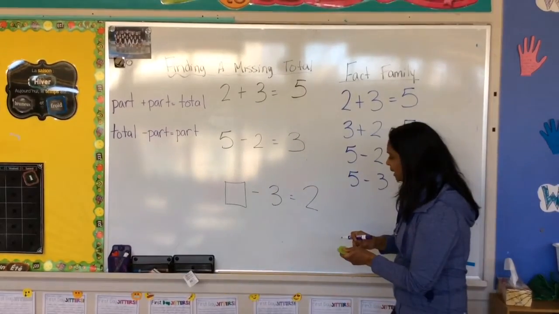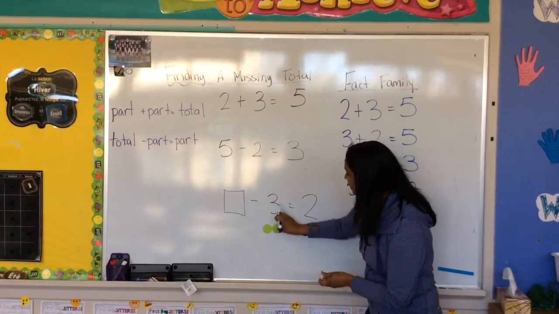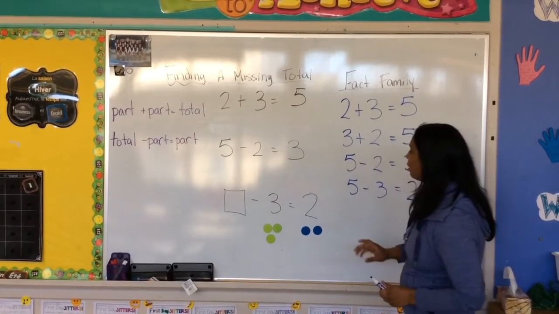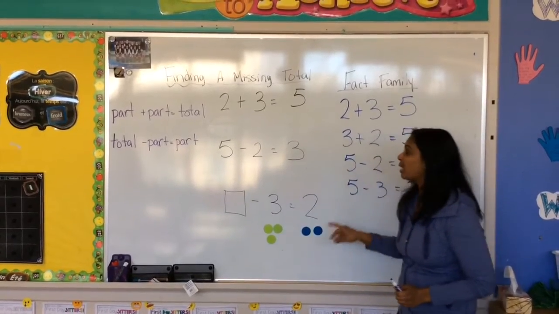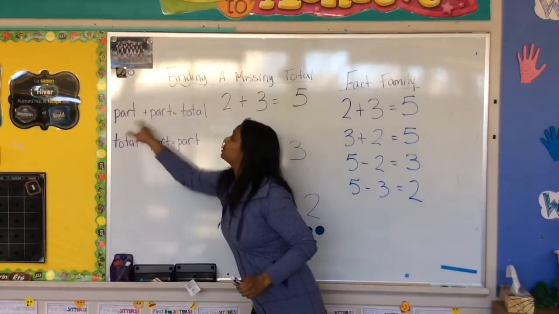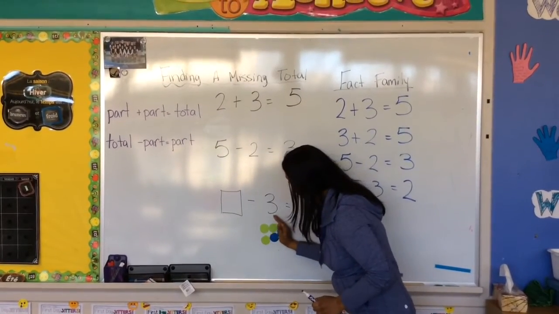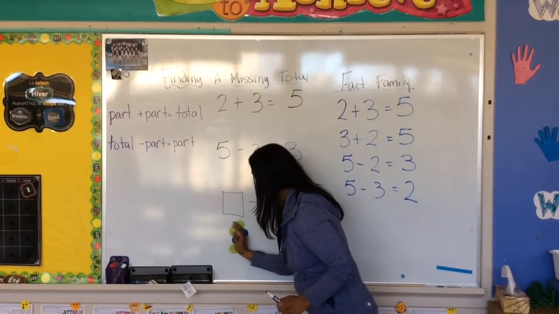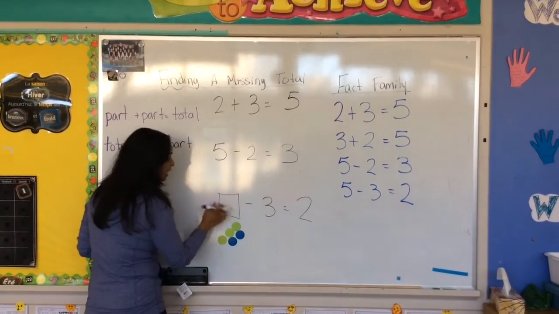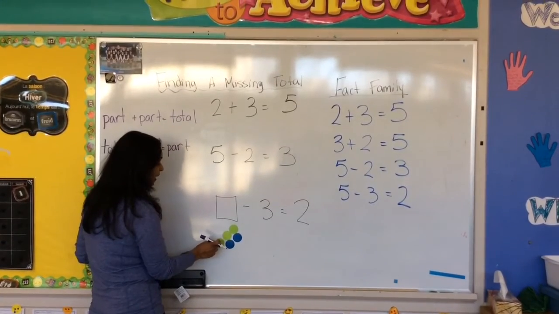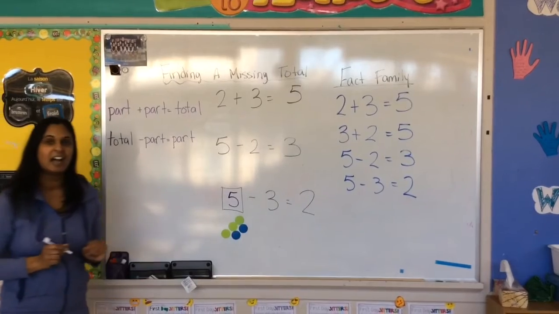So I know that there's 2 blue here and 3 green here. All right, now if I want to get back to the total, I'm going to have to put the 2 small parts back together. So here we go. I'm going to put the 2 and the 3 back together, and that is going to give me my total that I am starting with to subtract. So 1, 2, 3, 4, 5. The missing number is 5.